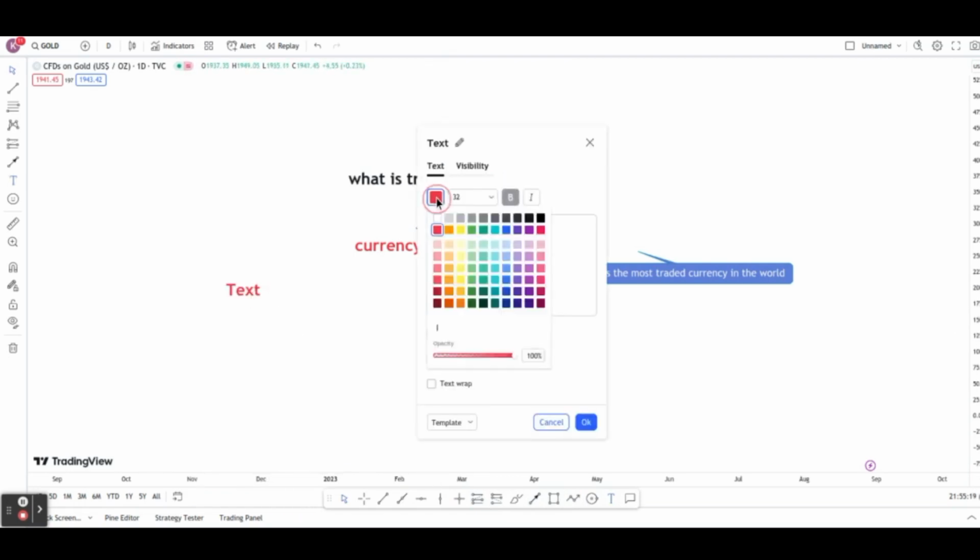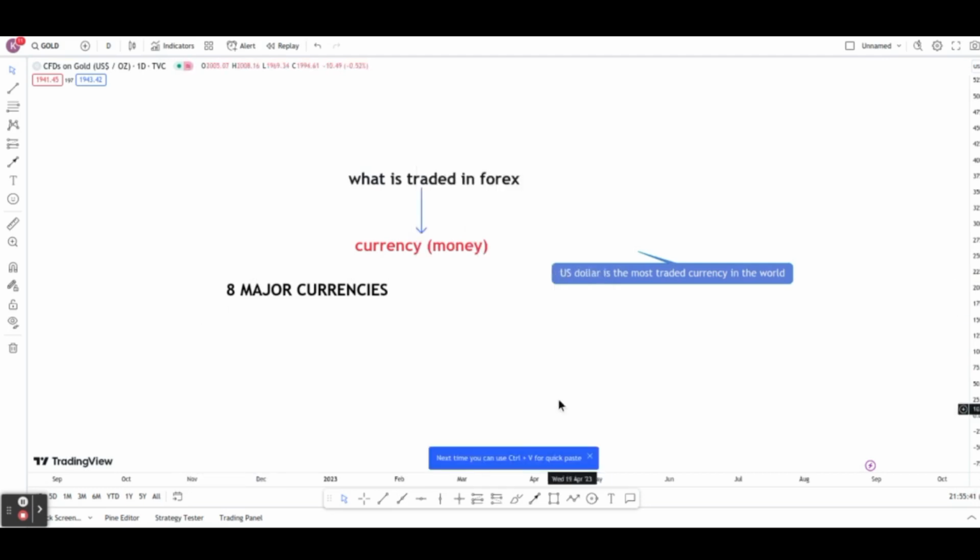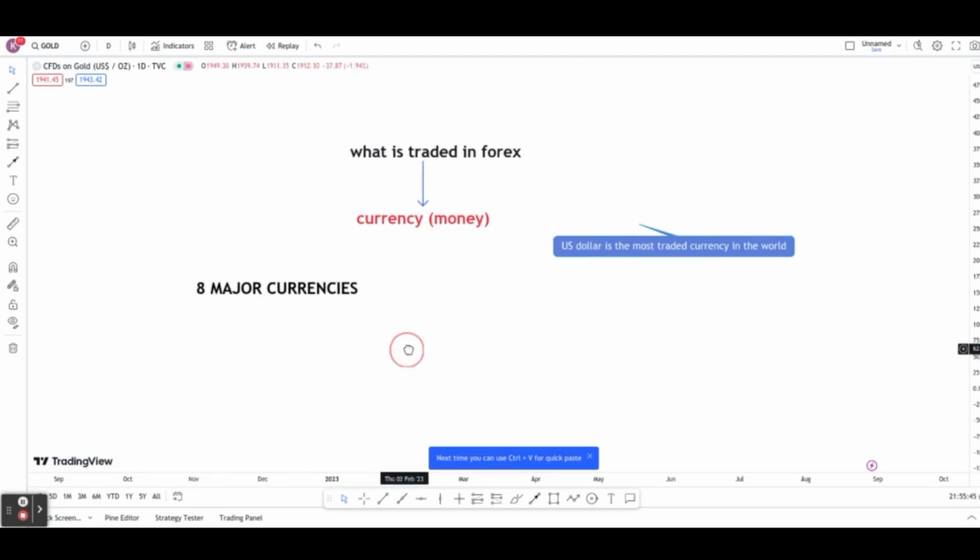Eight major currencies. I will tell you the reason why they are majors. So let that stand here because we're going to use it more.